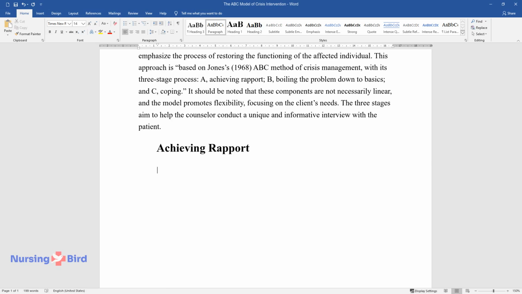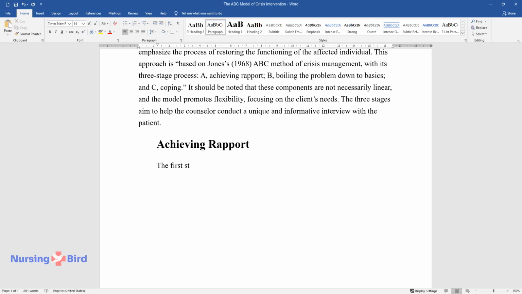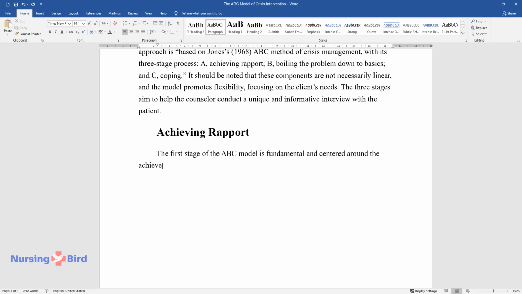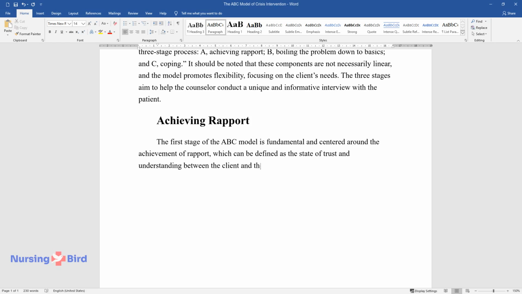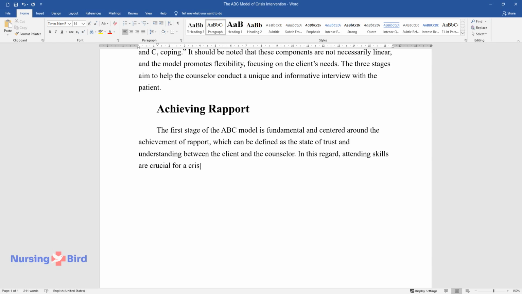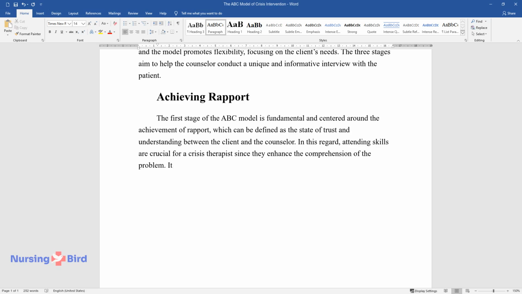Achieving rapport. The first stage of the ABC model is fundamental and centered around the achievement of rapport, which can be defined as the state of trust and understanding between the client and the counselor. In this regard, attending skills are crucial for a crisis therapist since they enhance the comprehension of the problem. It is essential to focus on the patient's feelings and perspective on the emergency to identify the issue and develop coping strategies.